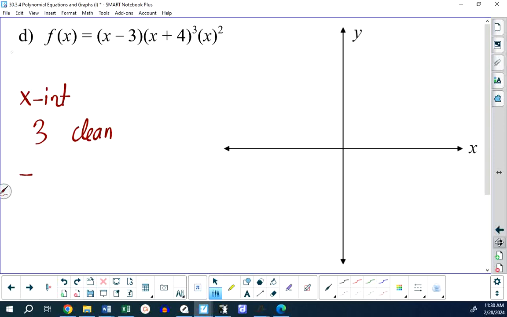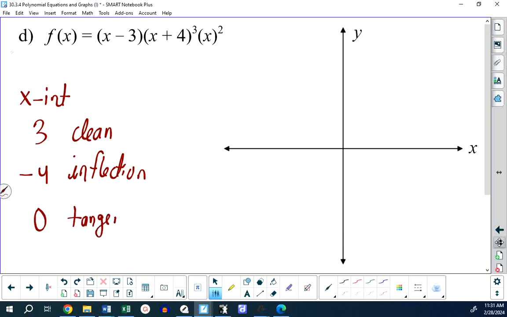It will have an x-intercept of -4. Cyrus, will the -4 be clean? Will it be tangent? No. It will be an inflection because the exponent is 3. Perfect. And then we will also have an x-intercept of 0 because 0 is the number that makes that other factor x 0. And since it's raised to the 2, it will be tangent.